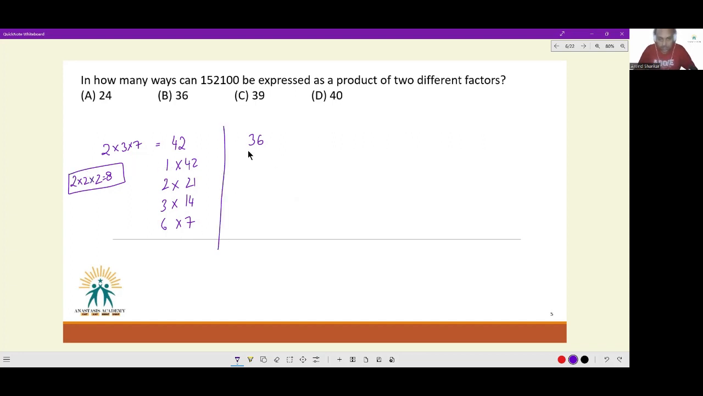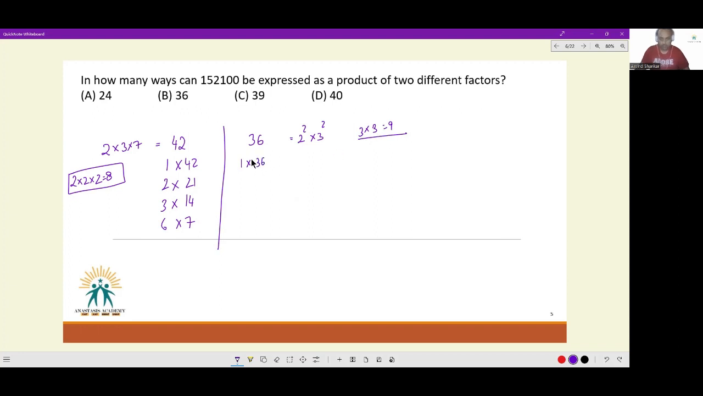But the storyline changes if the number we're dealing with is 36. It is a perfect square, so the storyline would change. Because see what would happen. This is 2 square into 3 square. So the total number of factors will be 3 into 3, 9. But this is not ideal, because I cannot break down every factor into a pair.